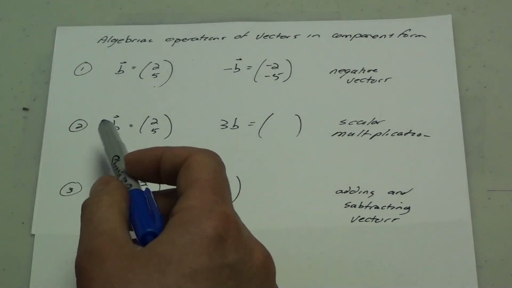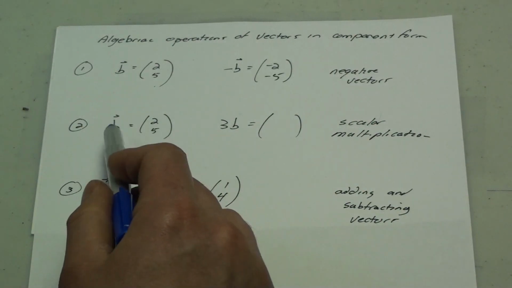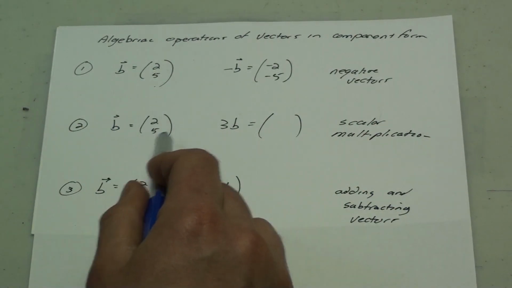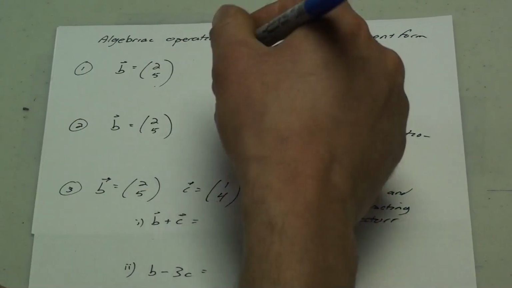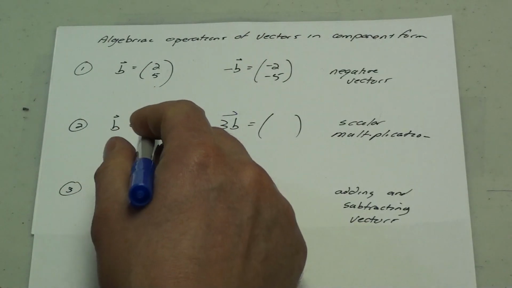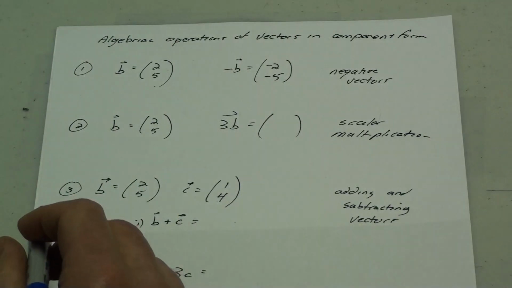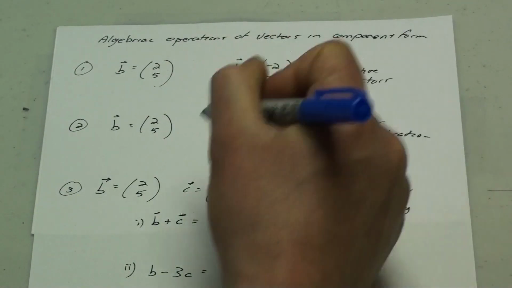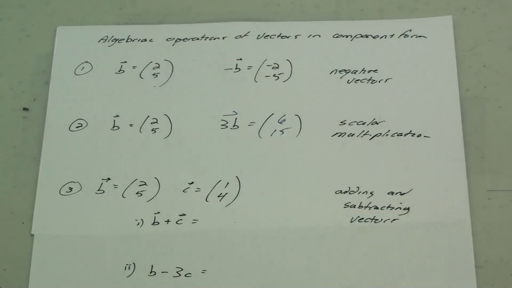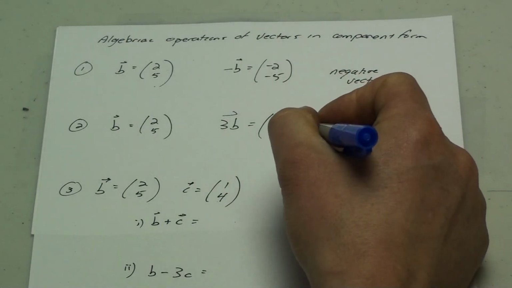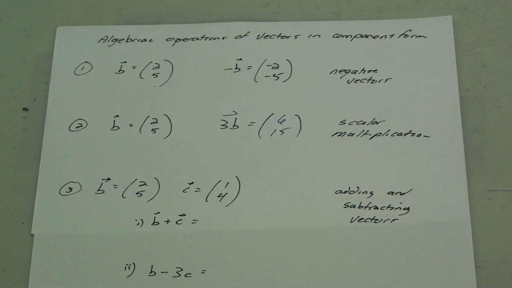Okay? I can multiply by some sort of scalar. So if I have vector B being 2, 5, vector 3b would be multiply my original vector B both by 3. So my x gets multiplied by 3 and my y gets multiplied by 3. Okay? It's scalar multiplication. Multiply both the x component and the y component by that scalar in front.